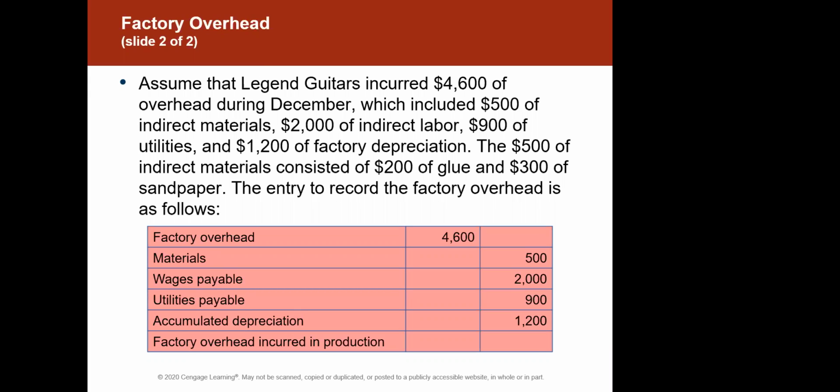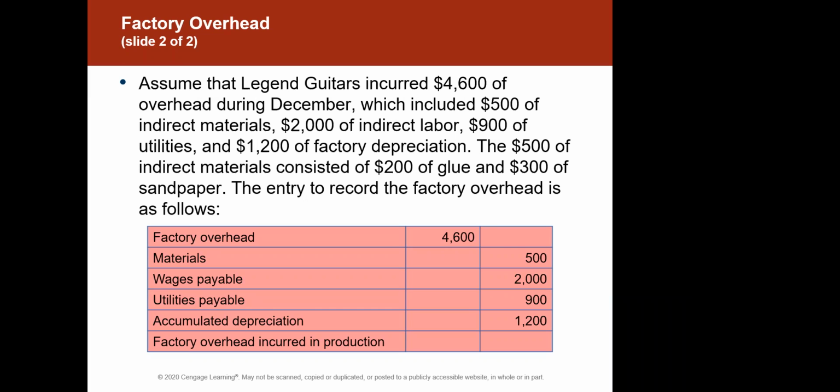So now figuring out how we apply the overhead to things. This is a little more confusing because to this point it's direct, right? We know how much material we put in and how much time and what our hourly amount for that time is. That's pretty easy. But then to figure out, okay, how much overhead do we apply to a given job? So this says, assume that Legend Guitars incurred $4,600 of overhead during December, which included $500 of indirect materials, $2,000 of indirect labor.